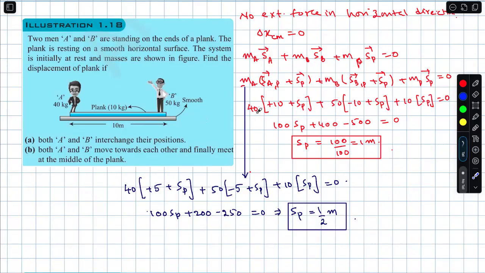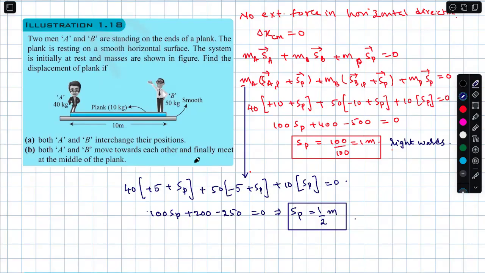Now see, for example, you take the first case. You said they interchanged. Means A with respect to plank moved by +10. B with respect to plank moved by -10. So I have substituted that here: +10, -10. I need to find the displacement of the plank. Displacement of the plank I got is 1, means 1 meter rightwards. Any doubts? Sure. Next.